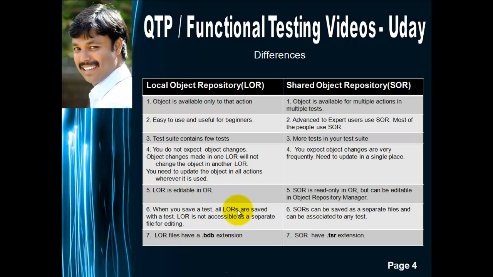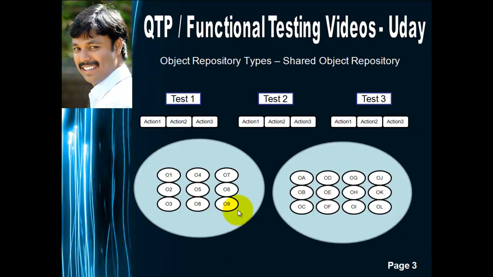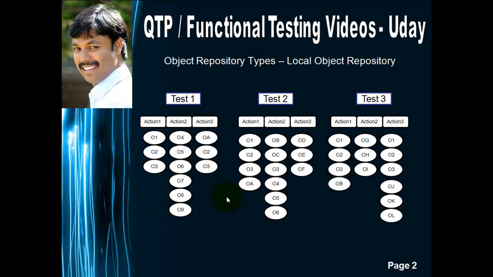There are advantages and disadvantages for both. For example, I can show you here. If I go for local object repository, how many objects are existing here? As you can see, 9 objects and 3 rows, so 38 objects are there.